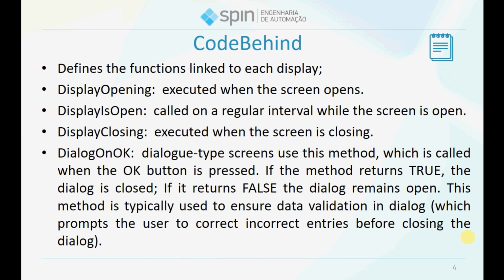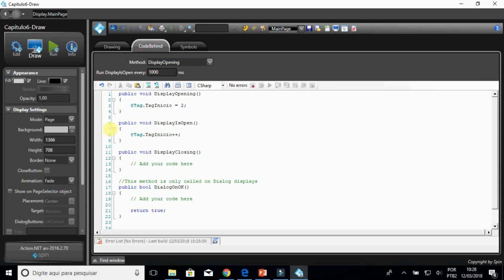Let's go to ActionNET for better understanding of this code editor. This is the initial appearance. As you can see, code changes have already been made to better demonstrate the example at the end of this video. When display opens, the tag Inicio tag will receive a value of 2. While this display is opened, the same tag will be incremented by 1 every 1000 milliseconds. To change this value, simply type the new value and run Display is Open every field.